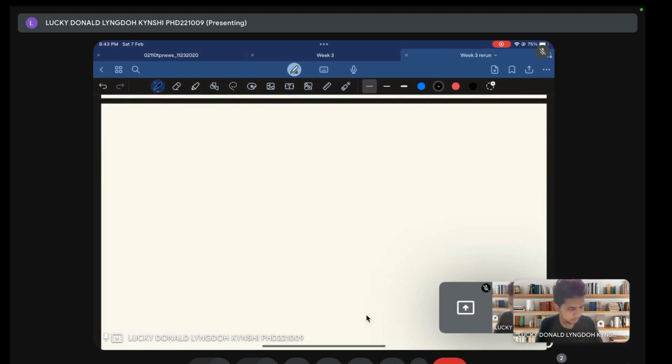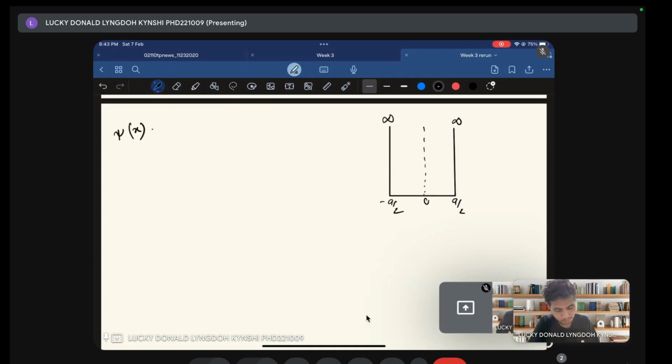It means that if I draw the potential in the box, this will be 0, this will be minus a by 2, this will be a by 2, and at these points the potential is infinity. Other than that, between minus a by 2 and a by 2, the particle can move freely. So the solution of such systems is the same thing as what we have seen.